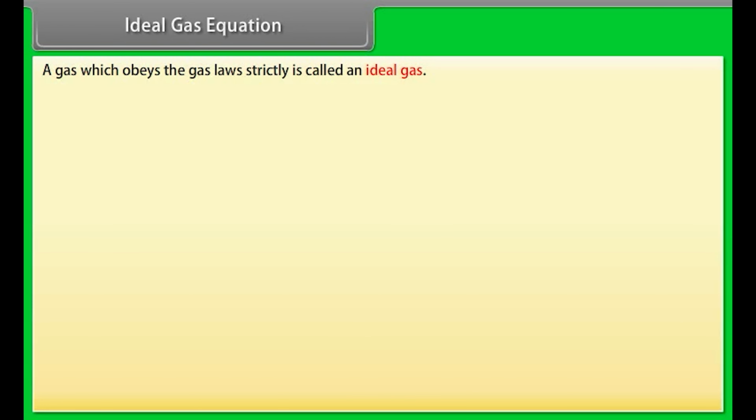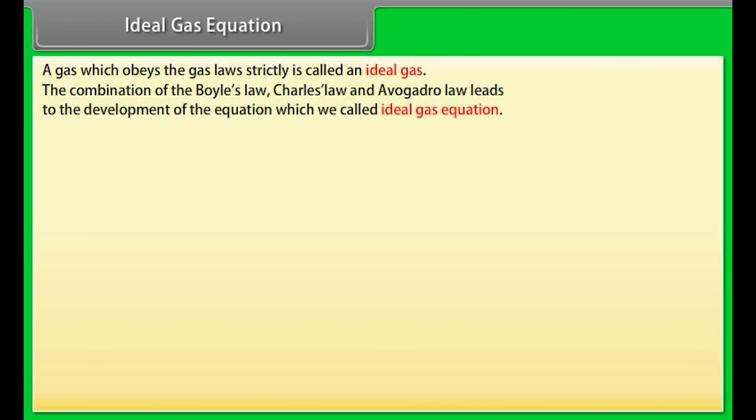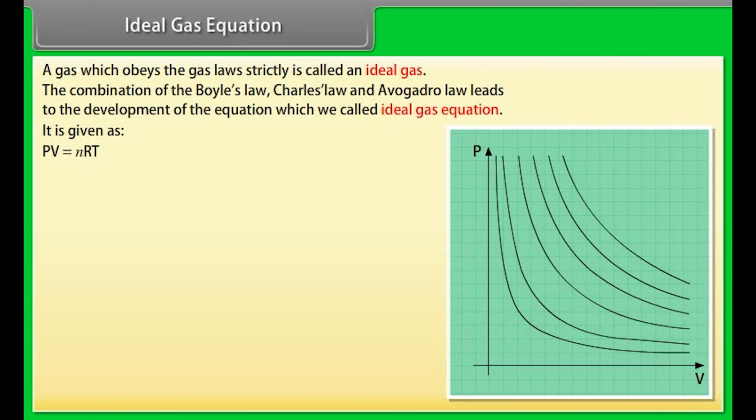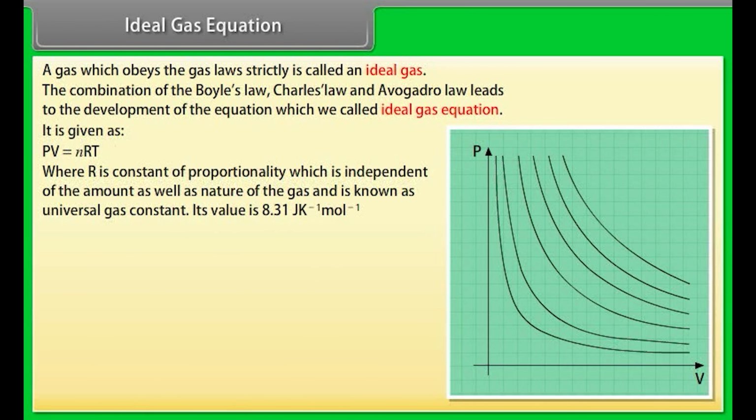Ideal gas equation. A gas which obeys the gas law strictly is called an ideal gas. The combination of Boyle's law, Charles' law and Avogadro's law leads to the development of the equation which we called ideal gas equation. It is given as PV is equal to nRT, where R is the constant of proportionality which is independent of the amount as well as nature of gas and is known as universal gas constant. Its value is 8.31 joule per Kelvin per mole. P is the pressure of fixed amount of gas.